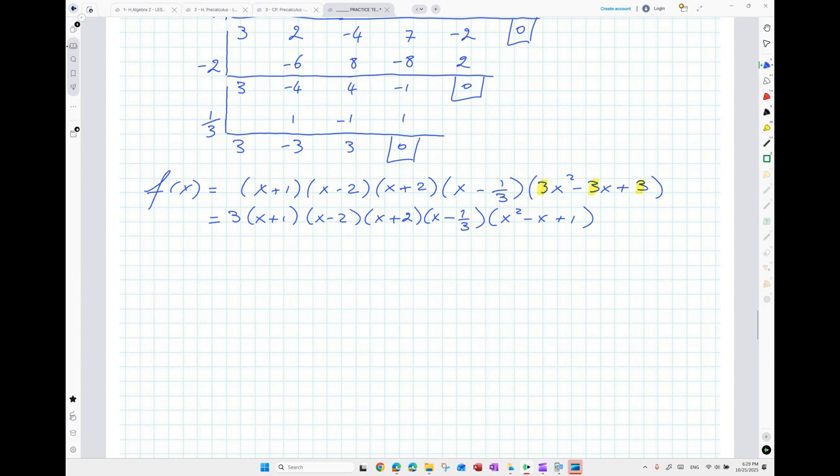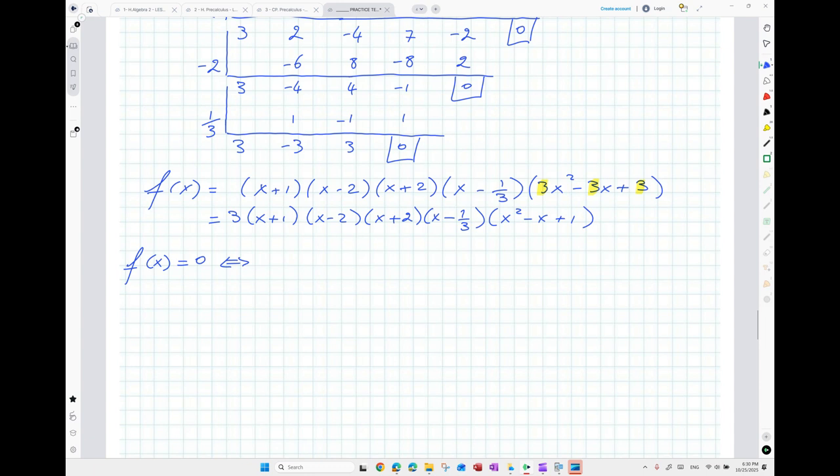And not only that, but as we are going to see, it doesn't have any real solution. So I will have either completing the square or using the quadratic formula. So now to find the zeros, the roots, I'm going to solve f of x equals 0.